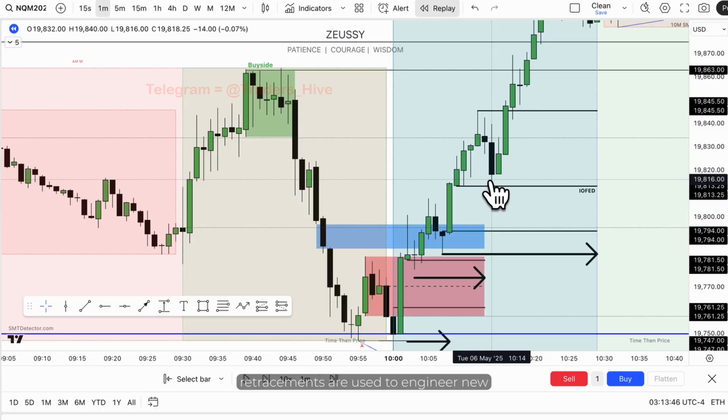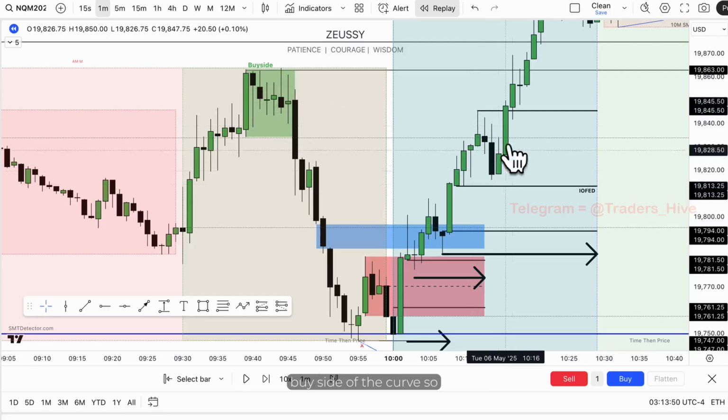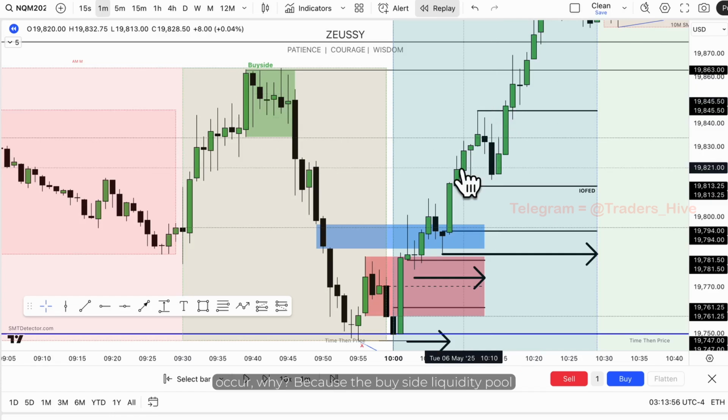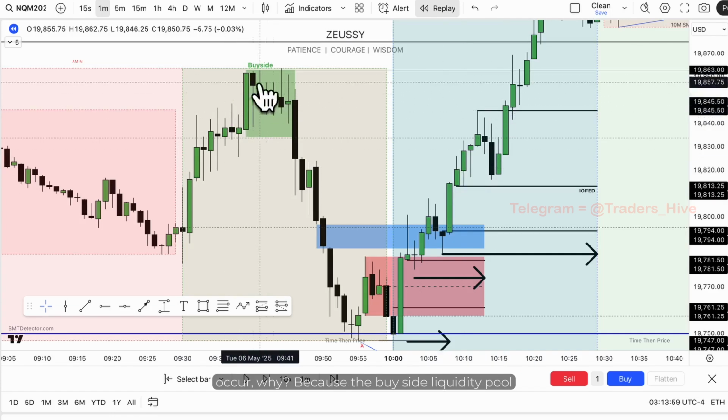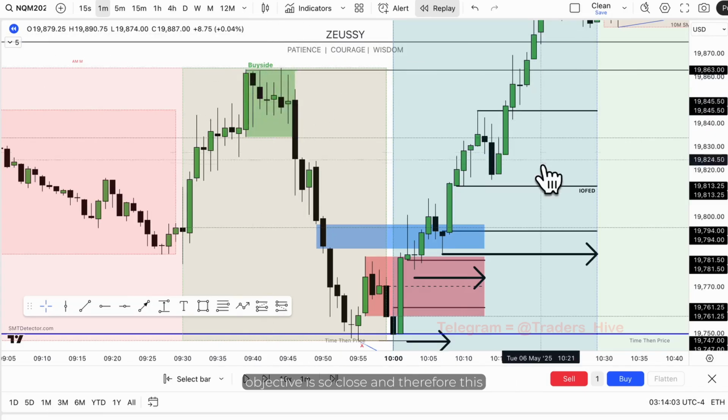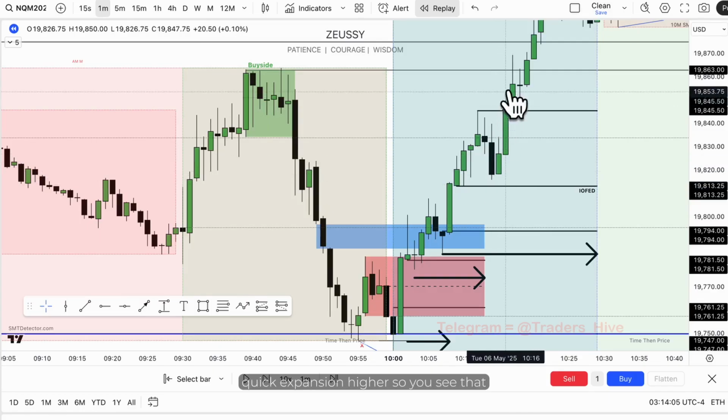Retracements are used to engineer new liquidity. This is a fractal market maker buy model. Sell side of the curve, buy side of the curve. So the moment that the market continues repricing higher, we anticipate a quick repricing to occur. Why? Because the buy side liquidity pool which we're targeting, our objective, is so close. And therefore, this is going to be a very quick expansion higher.